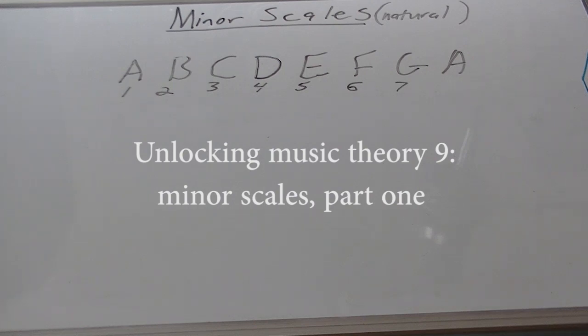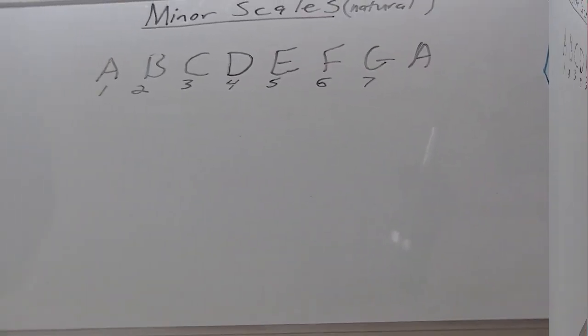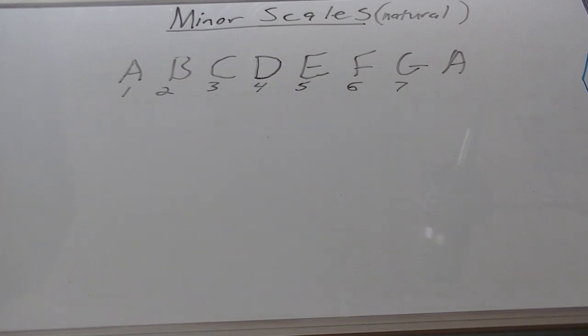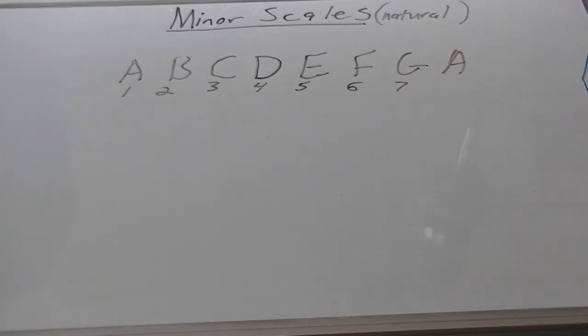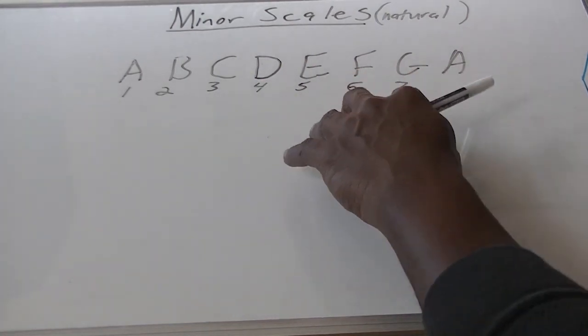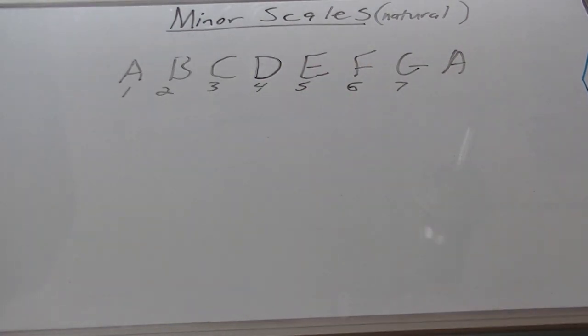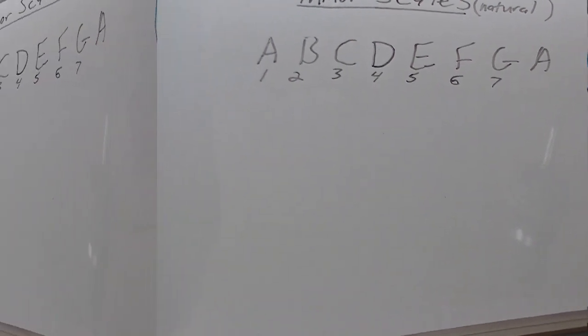Today's lesson is on minor scales. There are several types of minor scales, and the one we're going to look at today is what I was taught to call the natural minor scale. I've also seen it referred to as the pure minor scale, and as the Aeolian mode. But the point is, this is the first minor scale that people usually work with, and it's used a lot. So we're going to take a look at this one.